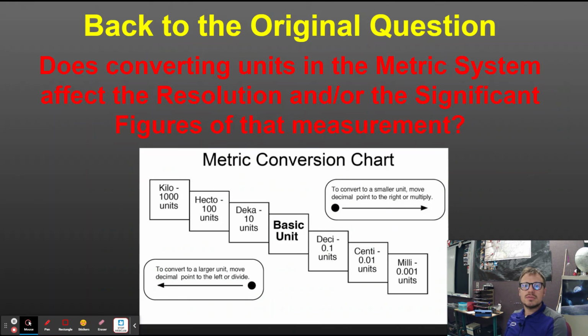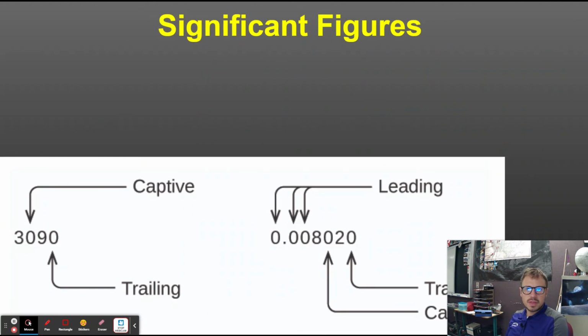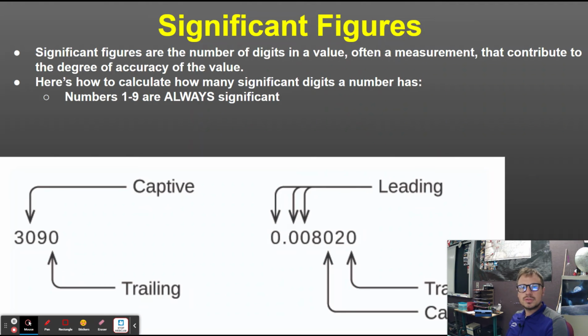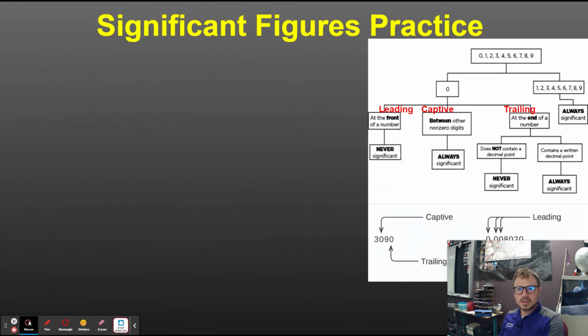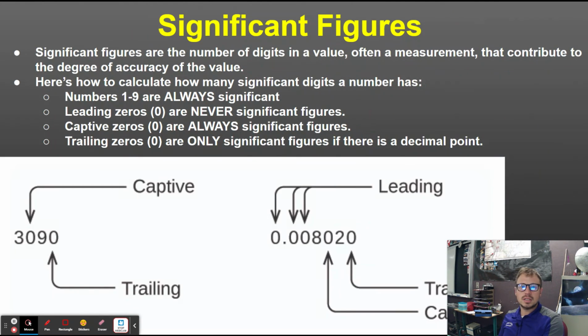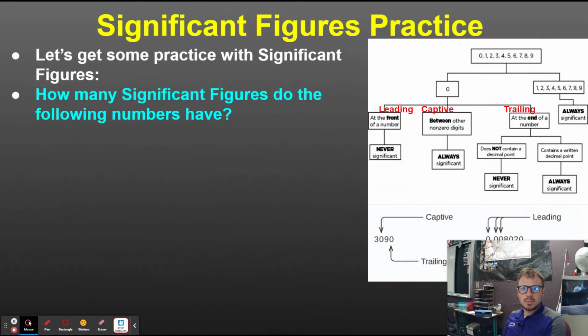But now let's just say we're converting within the metric system. Does that affect the resolution and the significant figures of that measurement? So remember, these are the rules for those significant figures. 1 through 9 are always significant, leading zeros are never significant, and captive zeros are always significant figures. But a trailing zero is only significant if there is a decimal point.